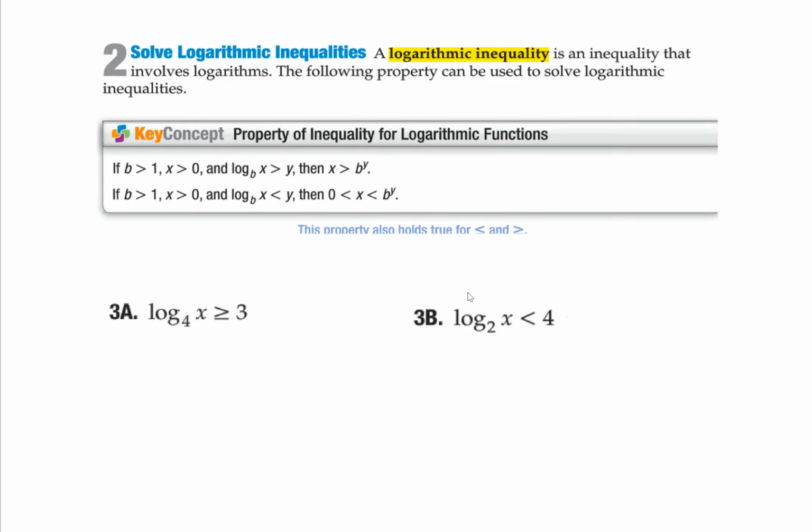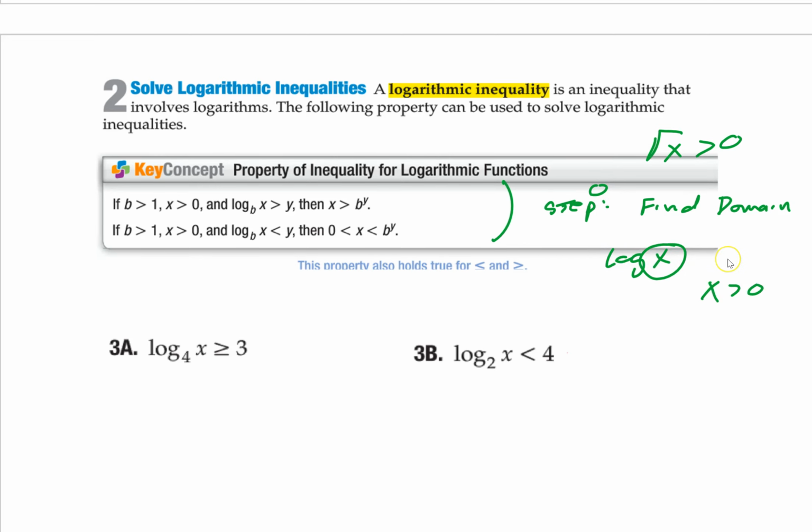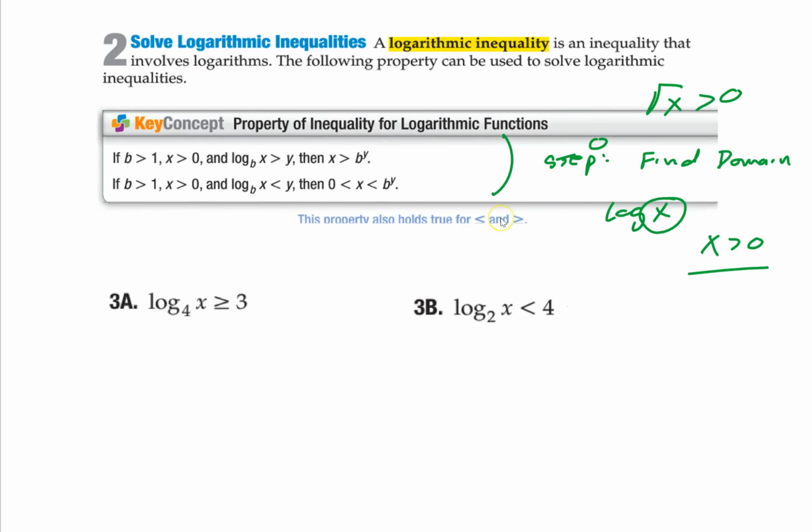Next, let's talk about log inequalities. The way we do these is very similar to the square root inequalities. We have to worry about the domain. So step 0, I always like to say, is find the domain. When we do log inequalities, there's a domain that we have to worry about, so we have to find it first. The domain for logs is just that the thing inside the log has to be greater than 0. Not greater than or equal to 0, just greater than 0. That's my domain.